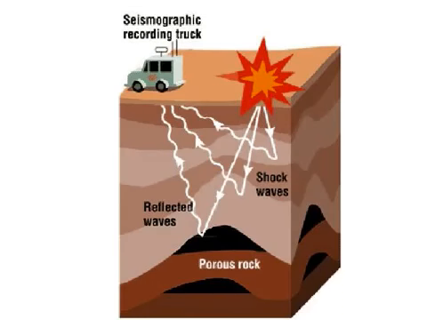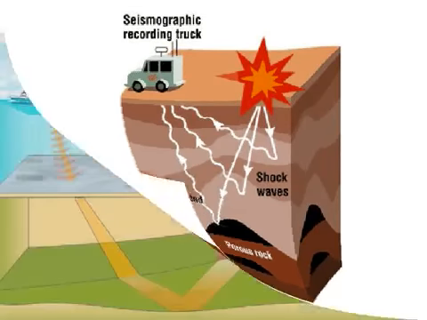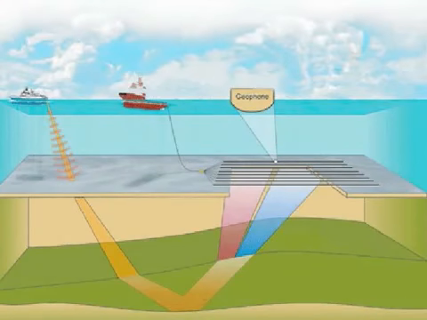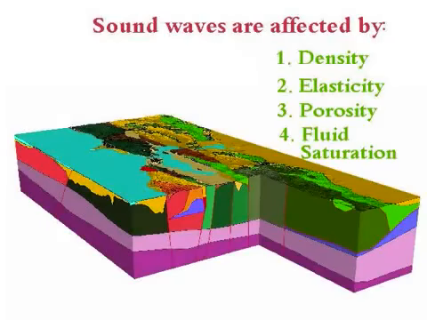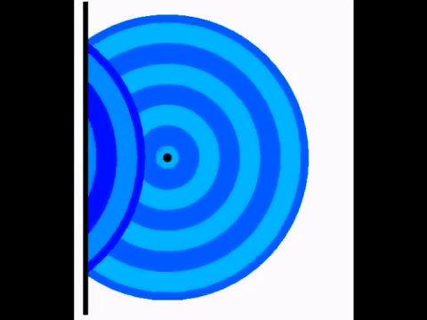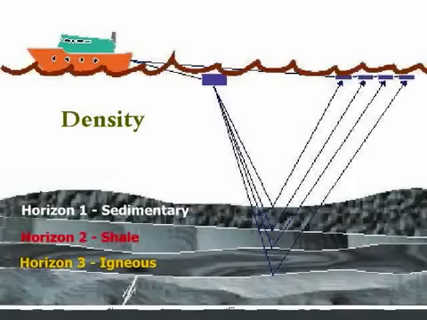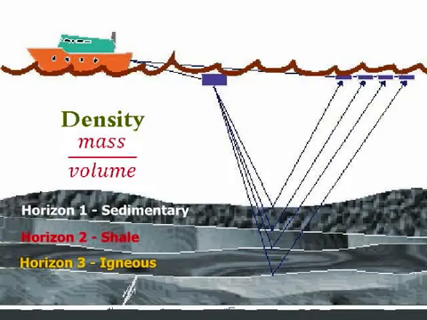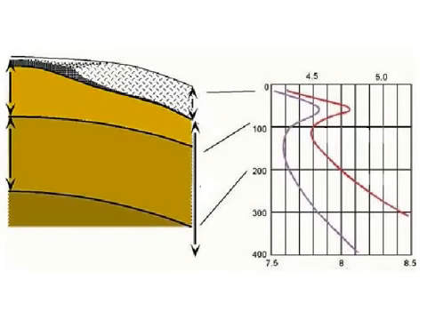Let's talk about what these waves illustrate. Sound waves are affected by four properties when they pass through air, fluid, or rock. These are the properties that influence seismic wave propagation, or velocity. The first property that affects sound waves is the density, or mass divided by the volume. For example, we have already mentioned that sound passes through hard rock faster than soft rock.